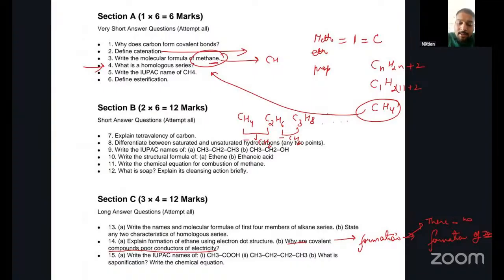Okay. Now, what is the IUPAC name of CH4? The IUPAC name of CH4 is butane. Yes, Ira?